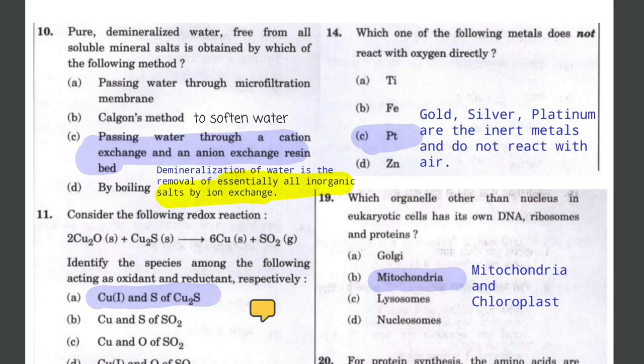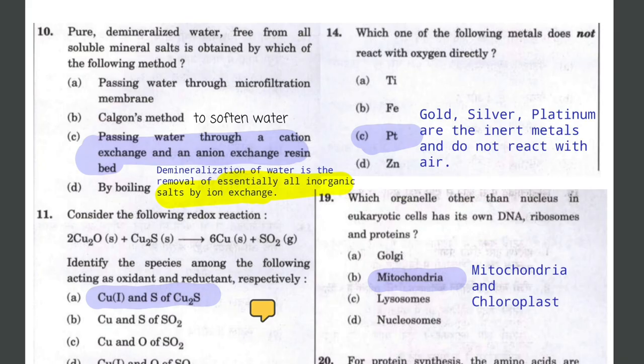So this is the first question about demineralized water, that how is it obtained. So it is obtained by passing water through a cation exchange and then an anion exchange on a resin bed. So C would be correct answer. And for value addition, there is a term called Calgon's method. So it is used to soften the water. You have heard about the hard water and soft water. So Calgon's method is used to soften the water.